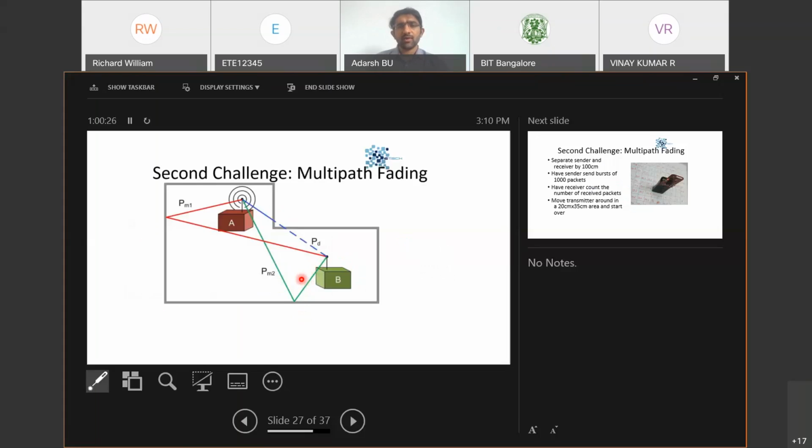So multipath fading means there is a device A as a transmitter and B as a receiver. The two devices are just separated by a short distance. And whenever the data is transmitted, it is not transmitted in only one direction, not in a direct way. The data will be transmitted in all the 360 degrees.